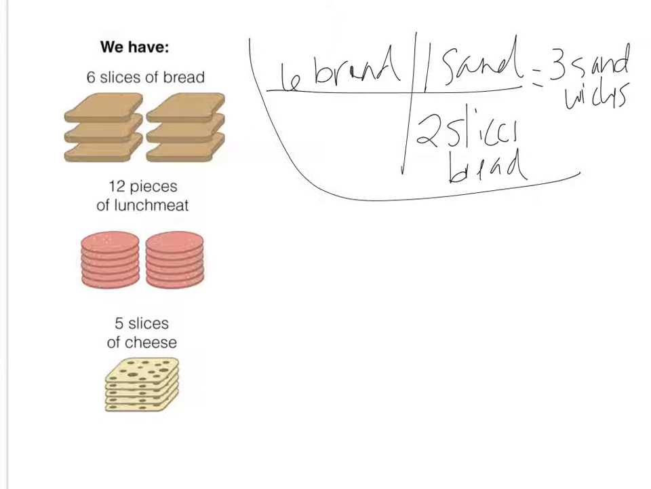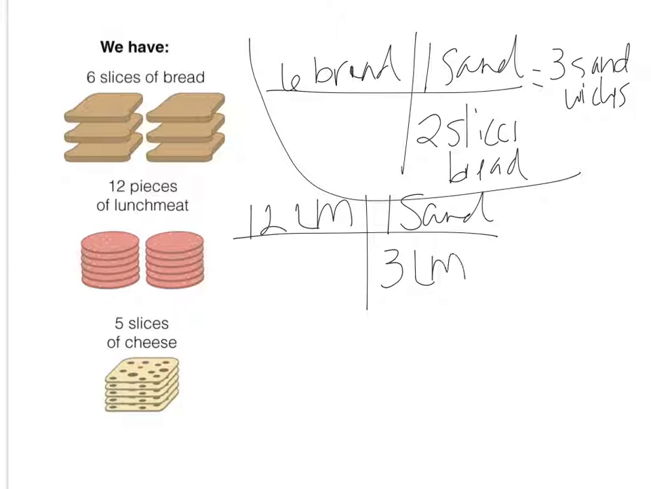All right, we have 12 pieces of lunch meat. How many sandwiches can we make? Well, I'm going to abbreviate this, 12 lunch meats, and I know for 1 sandwich I need, what did it say? 3 lunch meats, I think, if I remember. So 12 divided by 3, I can make 4 sandwiches with my meat.